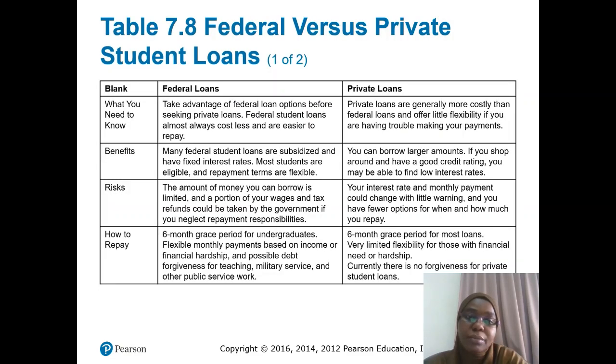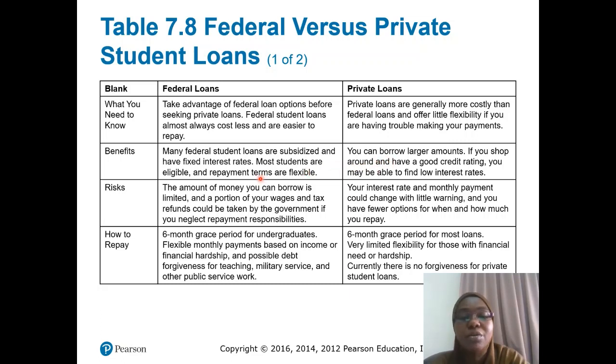Here is the comparison between federal and private student loans. In terms of benefits, federal student loans are subsidized and have fixed interest rates. Most students are eligible, and repayment terms are flexible. For private loans, you can borrow larger amounts. If you shop around and have a good credit rating, you may be able to find low interest rates.